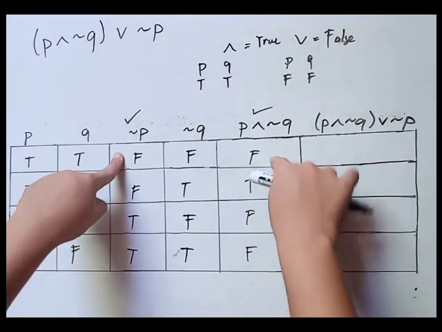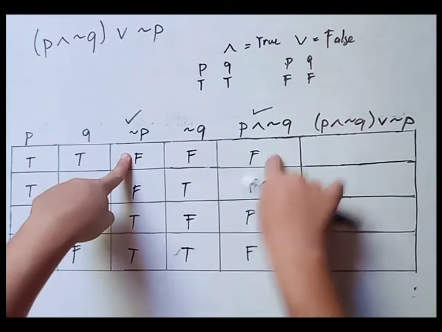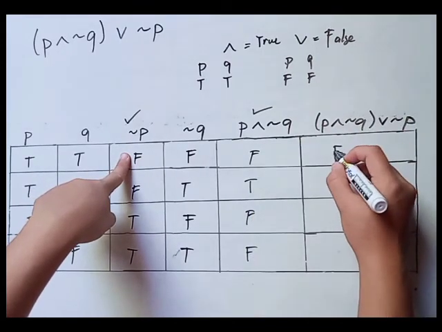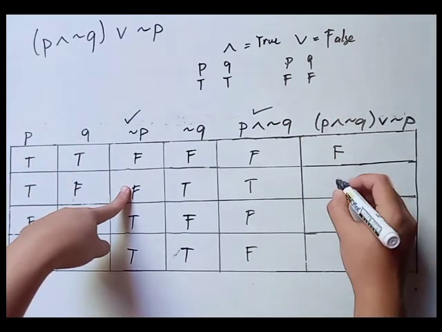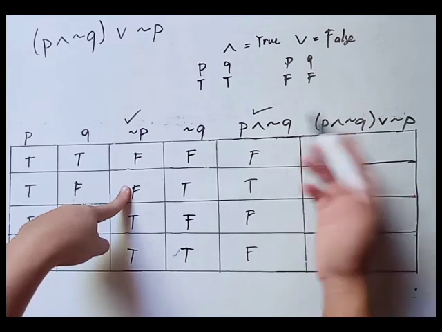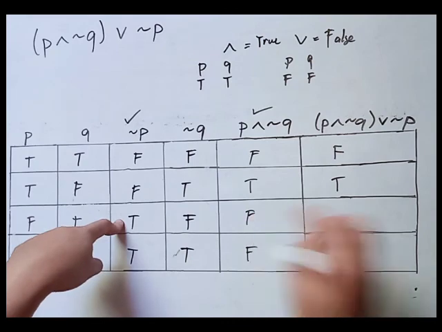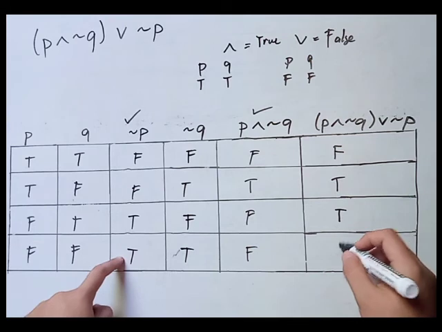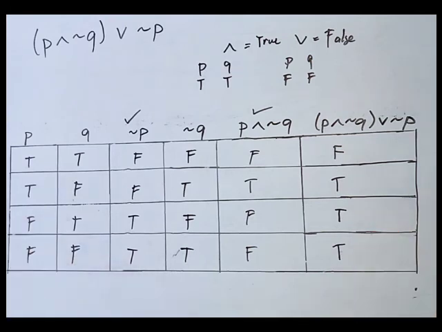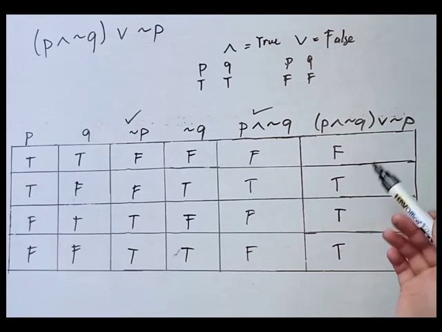So based from our rule, if both statements are false, say this is false and this is false, then the truth value for this statement is also false. If this is false and this is true, therefore that is true, because it can only be false if both statements are false. If this is true and this is false, still that is true. If this is true and this is false, still that is true. So this is now the truth value for the statement P and negation Q or negation P.